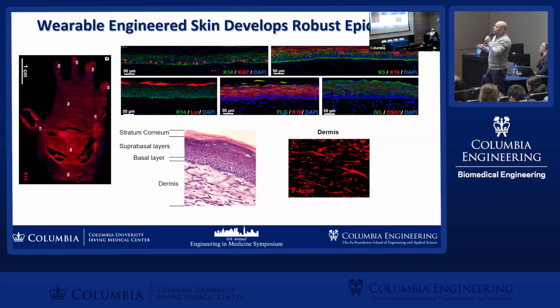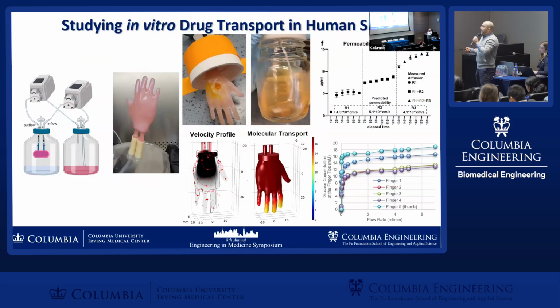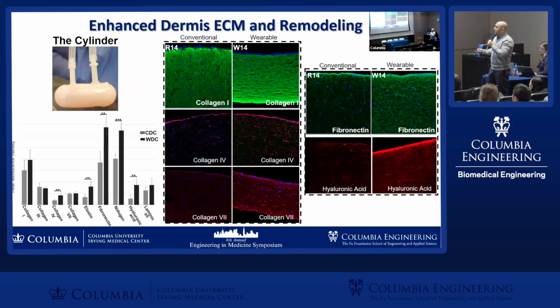So to show that we have a proper differentiation of the epidermis throughout this shape. And here we applied fluorescently tagged molecules in different regions of the hand, and over time we collected the medium and measured the concentration of this, and plugging into computational models, we were able to estimate the permeability of the epidermis, so it gives us the possibility to study drug transport through epidermis.